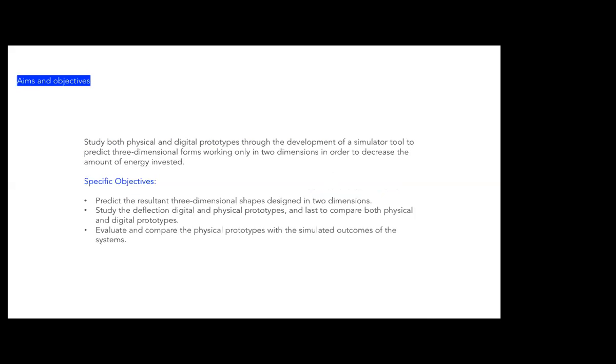The aim of this research is to study both physical and digital prototypes through the development of a simulator tool that predicts three-dimensional forms working only in two dimensions, in order to decrease the amount of energy invested. The main function of the simulator is, in the first instance, to predict the resultant three-dimensional shapes designed in two dimensions. In a second instance, it is to study the reflection of digital and physical prototypes, and at last to compare both physical and digital prototypes.